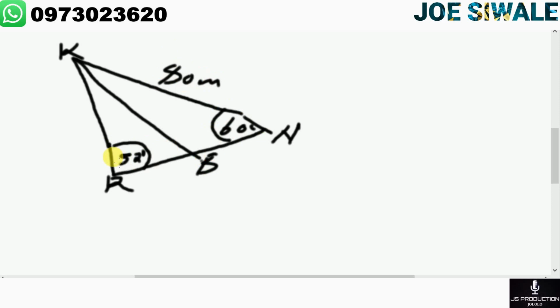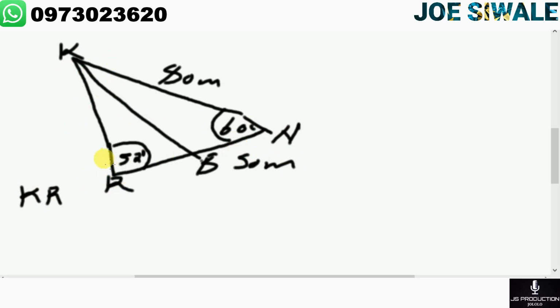So this is the question, and the question was find KR. That's the question that I had given Maria to solve. Find KR. So to find KR, let me identify first the things that have been given. I've been given the angle at R, I've been given the angle at N, I've been given the length KN. Then I also know that NB is 50 meters, and I'm told to calculate KR.